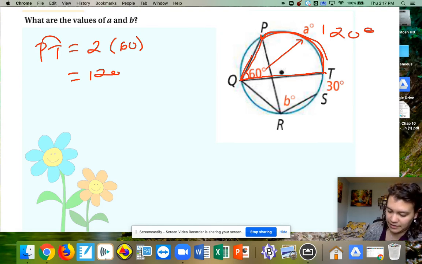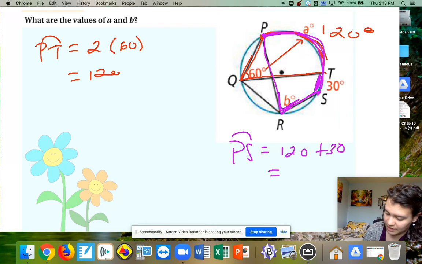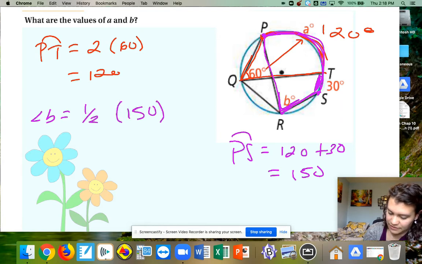So now we want to find B right here. You want to figure out what arc that goes with. Start at your vertex and draw your line out, and that's where one part is going to be. Draw your line out, and this is your arc connecting those two. So I need to figure out what PS is. It's the 120 from A, but then we also have this little chunk right here. So we add 30 to get 150. And then angle B is going to be half of that 150, or 75 degrees.